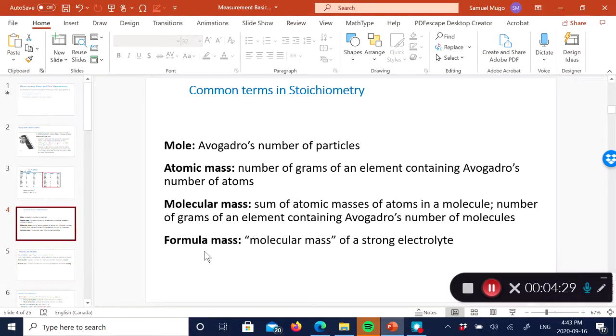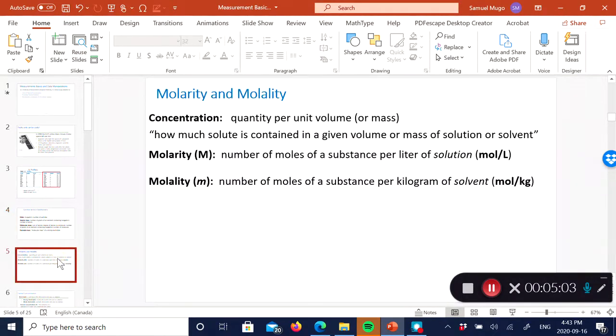It's only used largely to emphasize if the chemical entity is an electrolyte. And all of us know what an electrolyte is. It dissociates. Strong electrolytes dissociate completely into their component species, whereas weak electrolytes only partially dissociate. So when you're dealing with strong electrolytes, we use the term formula mass as the composition of the atomic masses of that molecule.